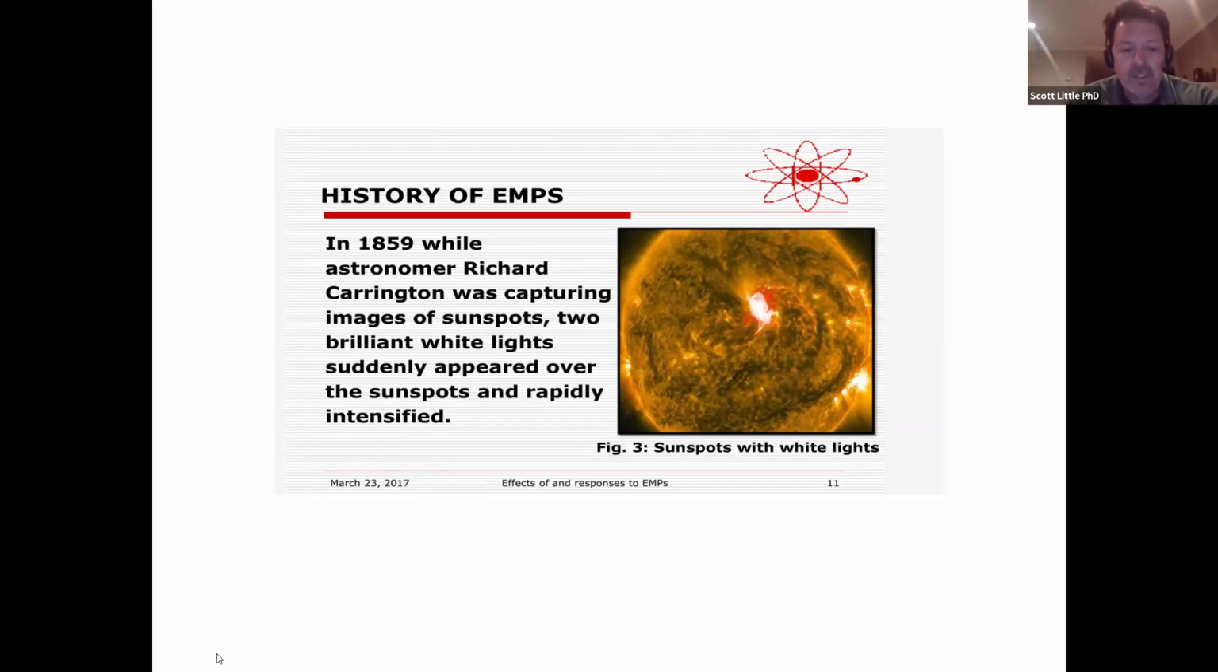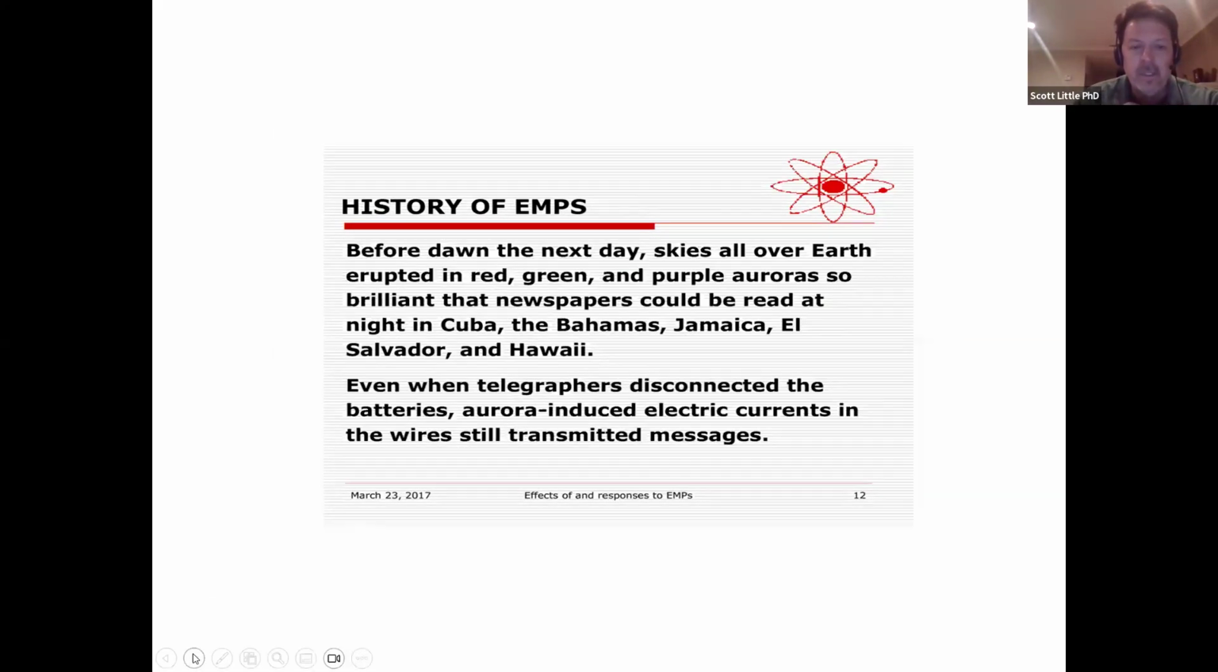And part of the effects of that were not only affecting the telegraph and some of the other simple communications they had at the time, but in addition to that, they noticed skies all over the Earth erupted in red, green, and purple auroras. So brilliant that people could read newspapers at night in Cuba, the Bahamas, Jamaica, El Salvador, and Hawaii. Well, those are all near or at the equator.